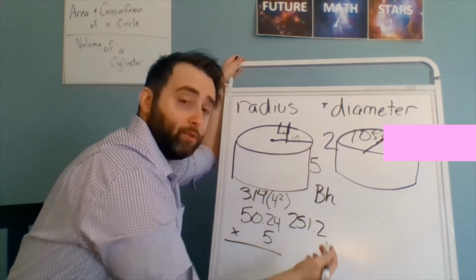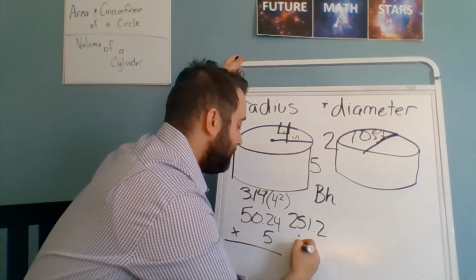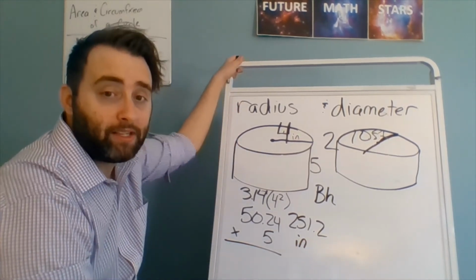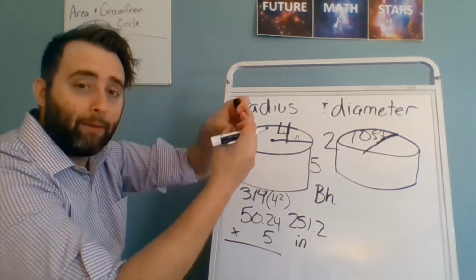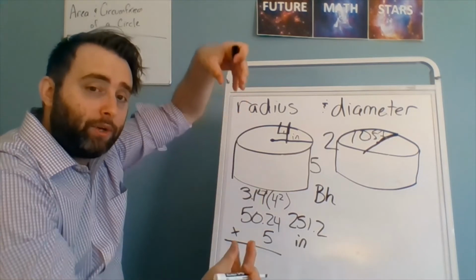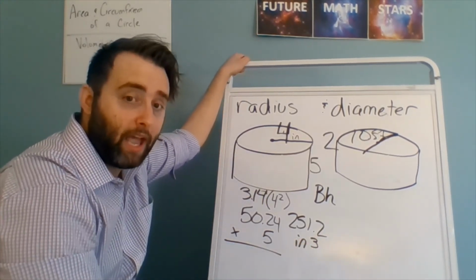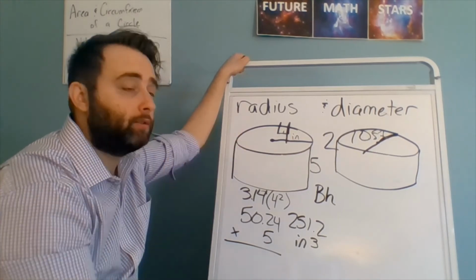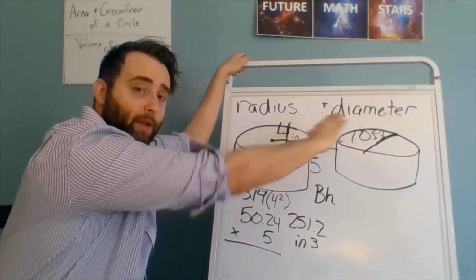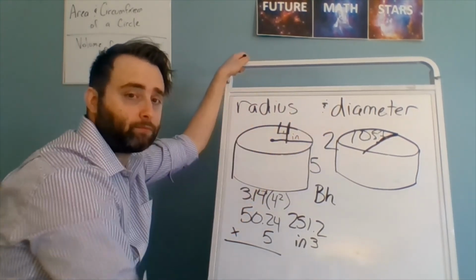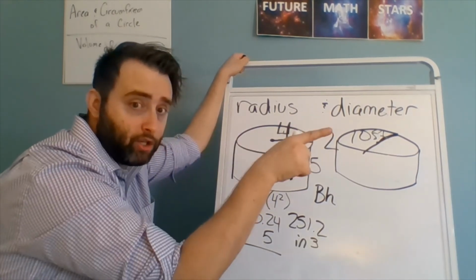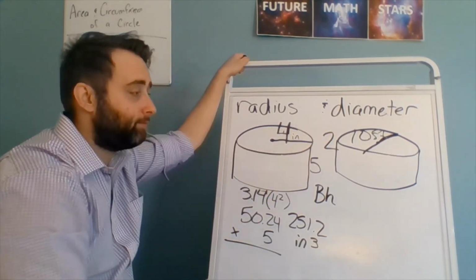251.2 inches. We still had inches, so I'm going to say it's inches, but since I'm dealing with a three-dimensional shape, I am measuring the entire three-dimensional shape. It's cubed. Three-dimensional shape, cubed. Two-dimensional shape, 2. Straight direction, 1.